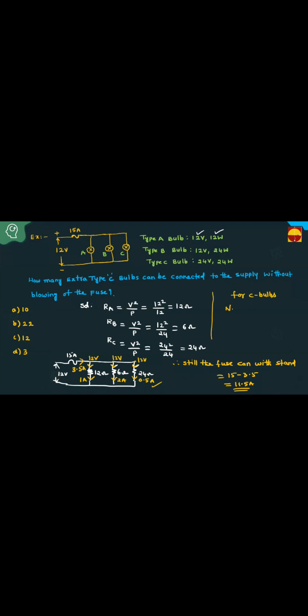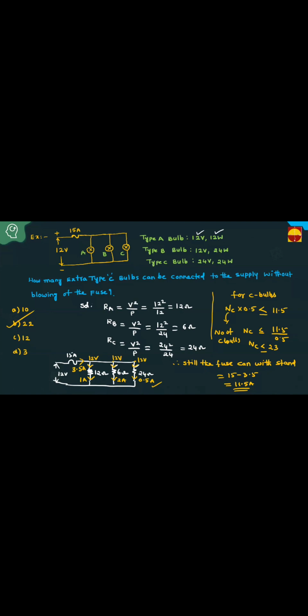For C bulbs, the number of bulbs NC times each bulb's rating of 0.5 ampere must be less than or equal to 11.5. This is the number of C bulbs I am calculating; don't connect more than 11.5. So NC is less than or equal to 11.5 by 0.5, students. Can you answer that? NC is less than or equal to 23 bulbs. It must be less than 23 only, so the best selection is 22 bulbs.